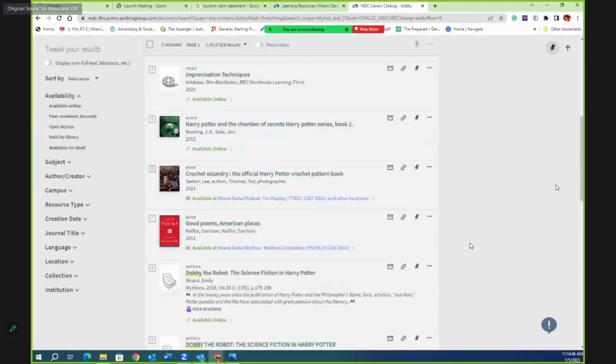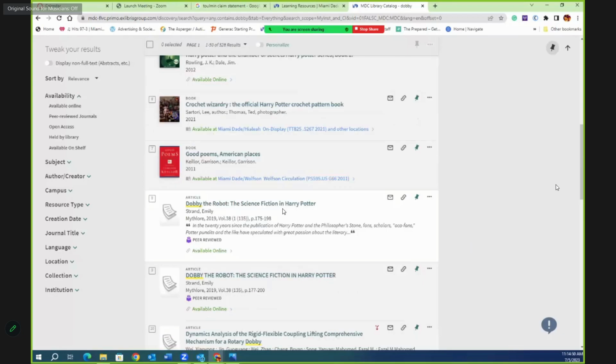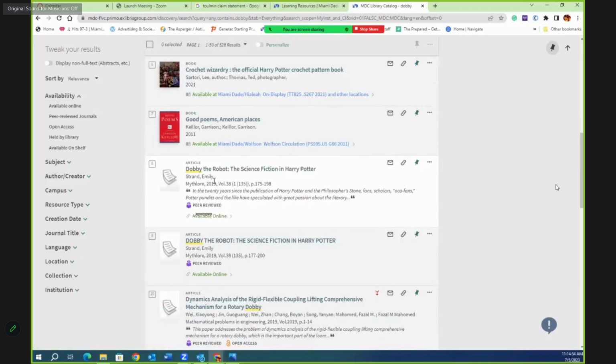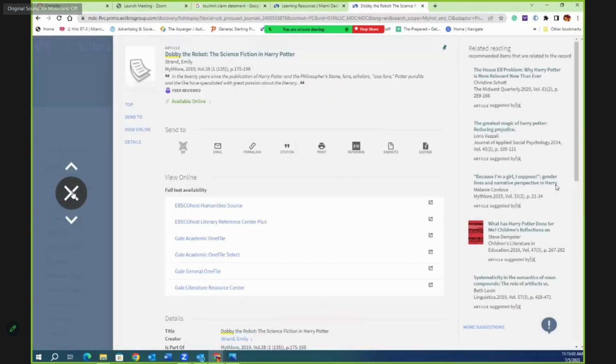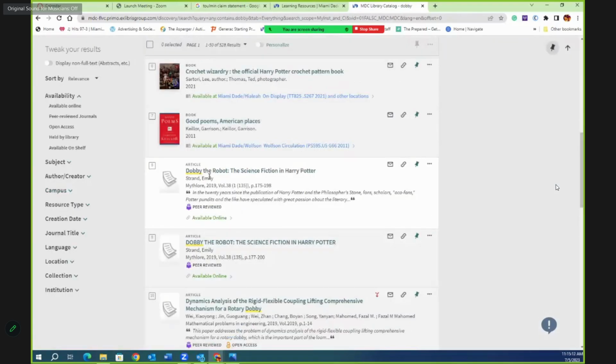I met this other researcher. She's from another college. Dobby the robot, the science fiction in Harry Potter. Yeah, Emily Strand. I've met her. She's phenomenal. She always writes really great articles on Harry Potter. She's written a few. She recently also wrote a really great article on Harry Potter and food, which was really interesting as well. So if you like Dobby, you need to pick up this article right here, Elizabeth, Dobby the robot.